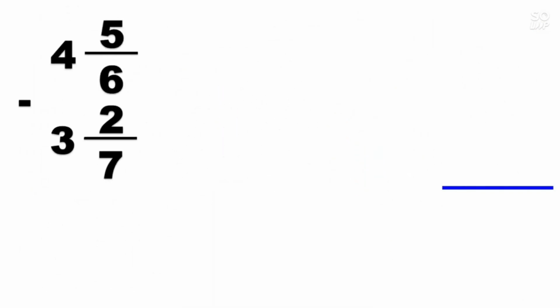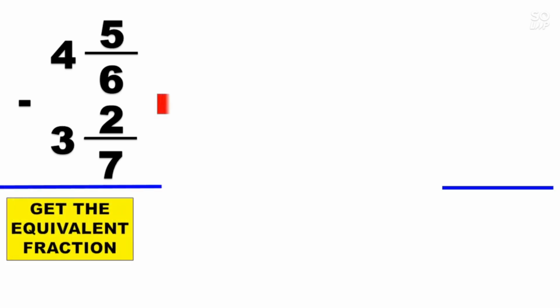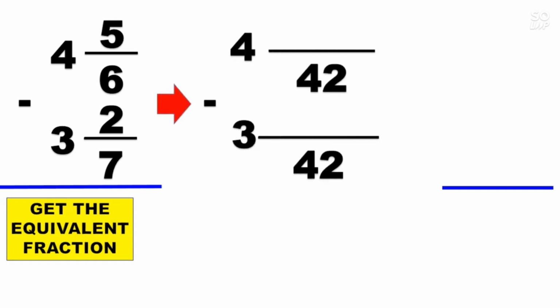Okay, 4 and 5 over 6 minus 3 and 2 over 7. And then, get the equivalent fraction. We have 4. And then, yung denominator na 6, palitan natin ng 42. And then, we have 3. Denominator na 7, palitan natin ng denominator na 42, which is the LCD. Okay, and then the next one, kokopyahin natin yung numerator na 5, and then, i-divide natin yung 42 divided by 6. The answer is 7. So, yun yung i-multiply natin doon sa 5 na numerator natin. So, magiging 5 times 7.